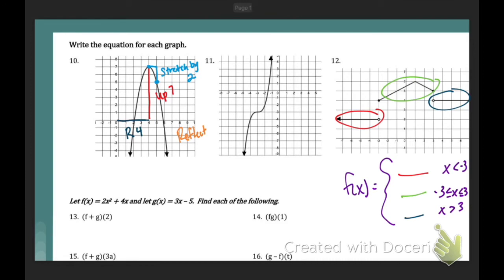For 13 through 16, actually let's do 13 and 14, you could start by evaluating f and g at the number given. So for 13, I would first find f of 2 and g of 2. And then I would add those 2 answers together. For 14, I would find f of 1, find g of 1, and then I would multiply those 2 answers together. For 15, you can do the same idea, find f of 3a, g of 3a, add answers, and same with 16.